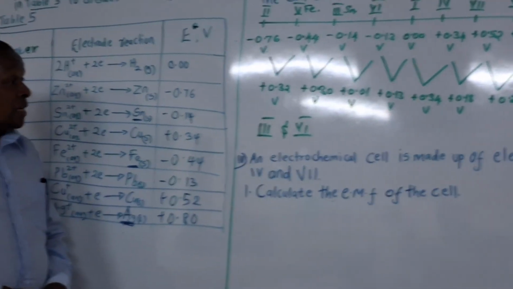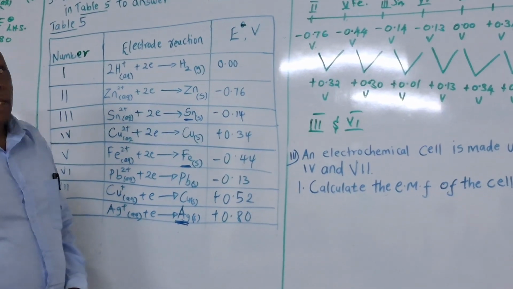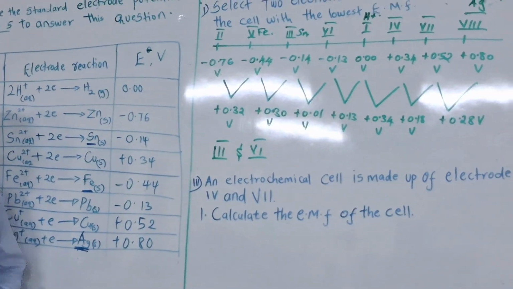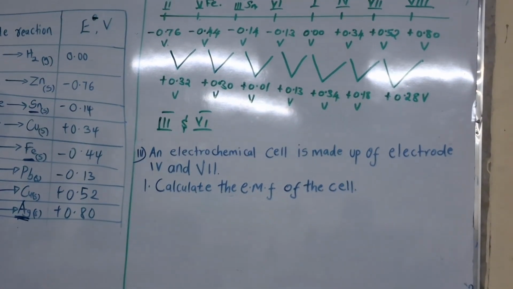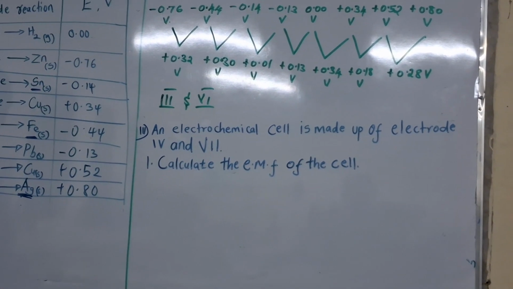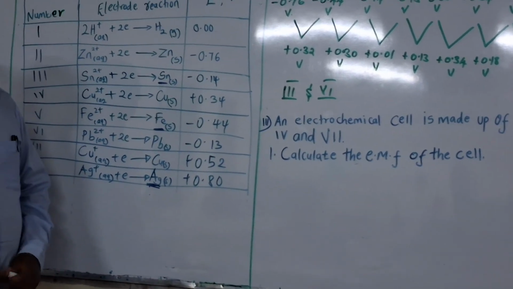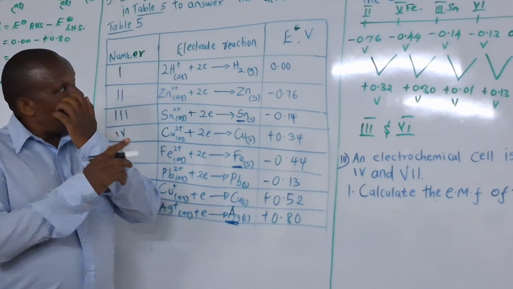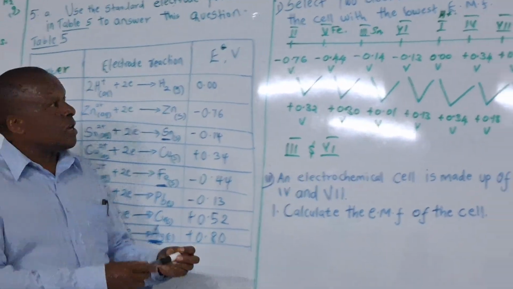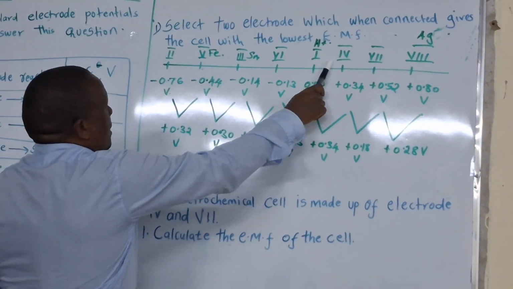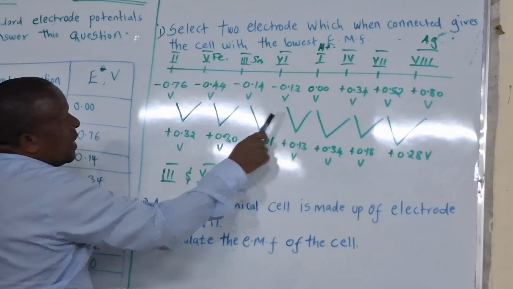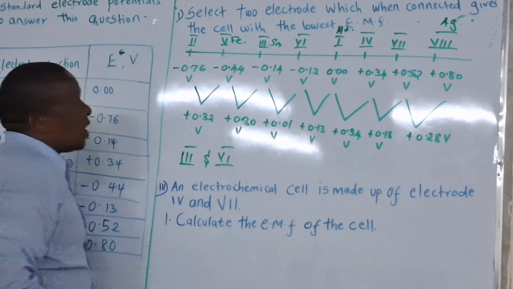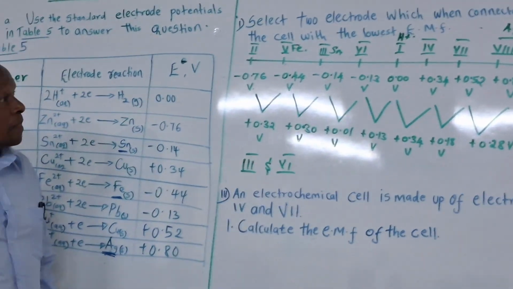We are now in Roman 3, part 1. An electrochemical cell is made up of electrodes number 4 and number 7. Calculate the EMF of the cell. So we look at number 4 and number 7. Number 4 is this one, and number 7 is this one. So how do you calculate EMF?